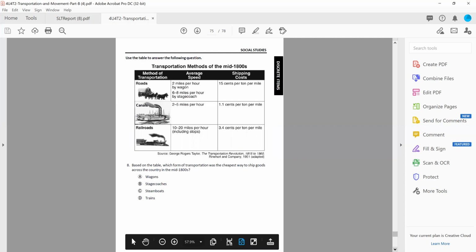Number 8, based on the table, which form of transportation was the cheapest way to ship goods across the country in the mid-1800s? A, wagons, B, stagecoaches, C, steamboats, or D, trains? Cheapest way, so you're looking at shipping costs.